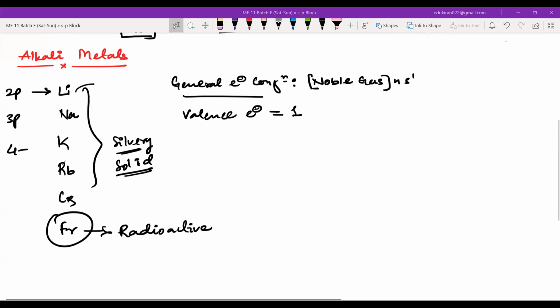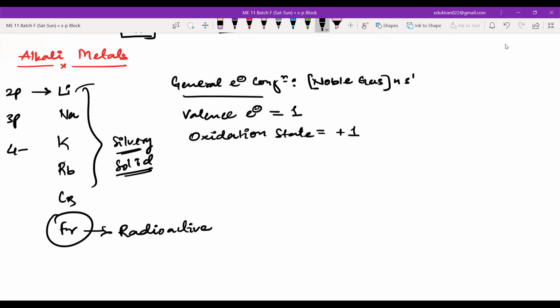Okay, fine. So valence electron is equal to 1, and that is why I can say the common oxidation state, the only oxidation state that you are going to get, is +1. Oxidation state of alkali metals is going to be +1.